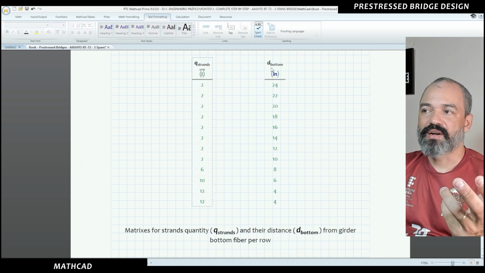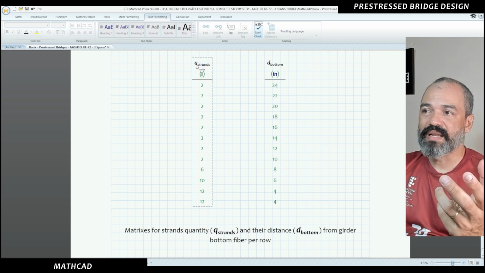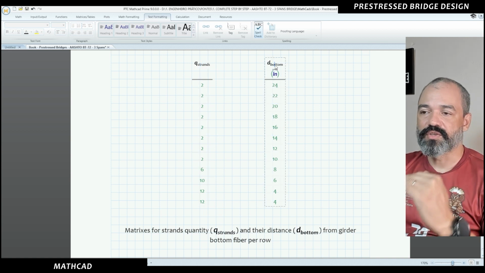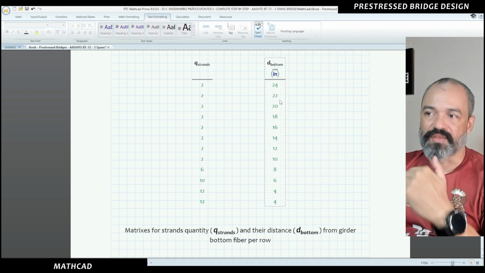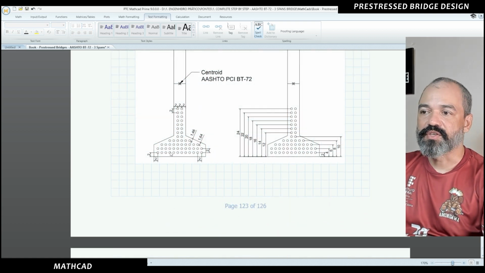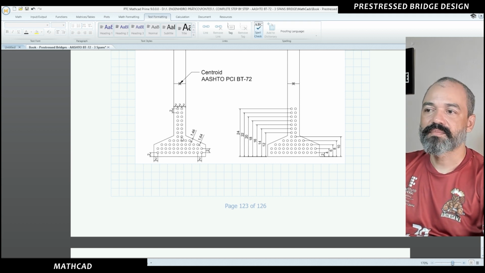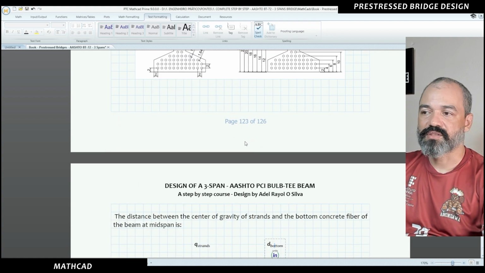So I declared here 2 matrices, one for the quantity of strands and one for the distance of those patterns, those rows of strands. Like here, the first row, 12 cables. The second row, also 12 cables. The third row, 10 cables. The fourth row, 6. And then we have this repetition for 2. Right? These are the distances that I set in the AutoCAD software.